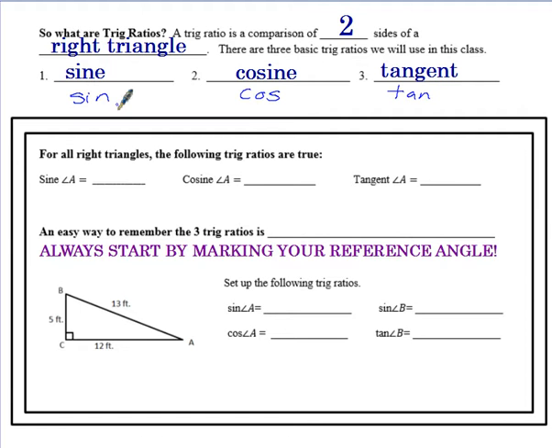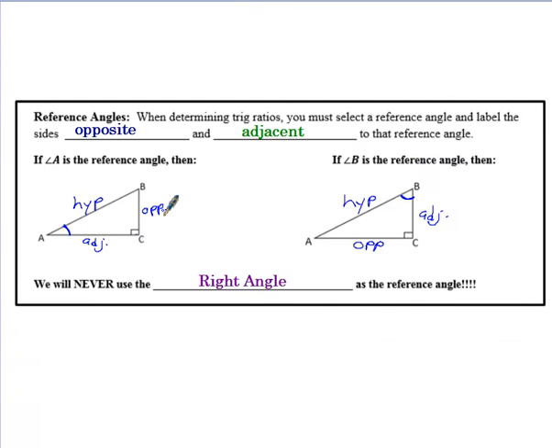However, we don't call it sin, cos, and tan. It's still sine, cosine, tangent. So please make sure you are referring to them as such. Keep in mind, it works just for right triangles, the following trig ratios are true. We're comparing two sides, so keep in mind what our sides look like: opposite, adjacent, and hypotenuse.